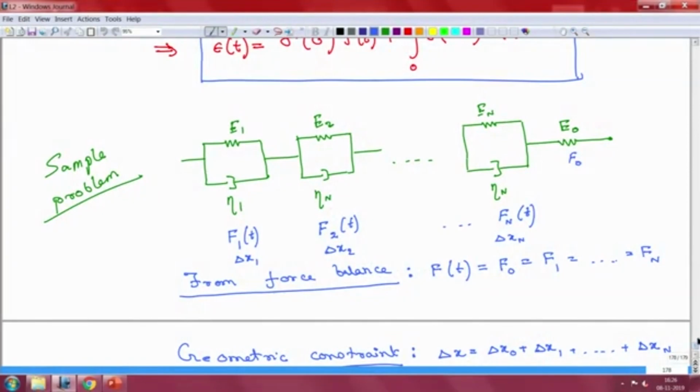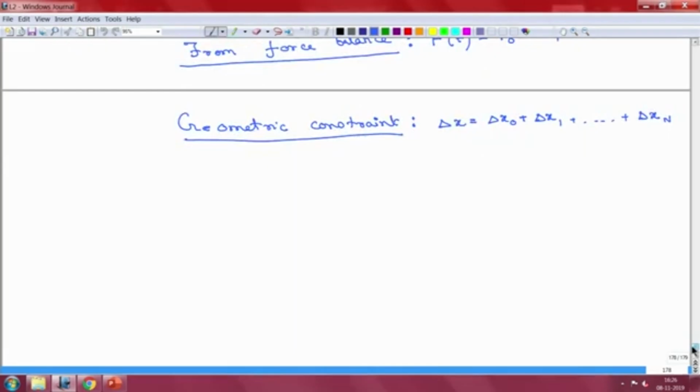So, the particular problem that we had involved n number of Kelvin Voigt Meyer bodies in series, and with a final spring in series as well. And we wrote down that the force balance for this again is very straightforward. It boils down to the fact that the forces in all of them are actually equal, and then we wrote down the geometric constraint as well. So, now we have to write down the individual equations that apply to this case, right.